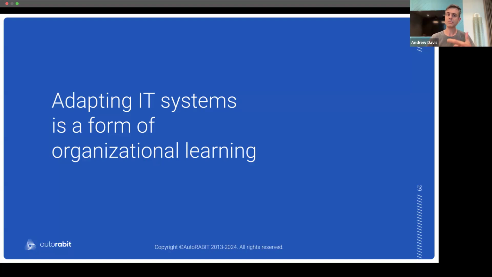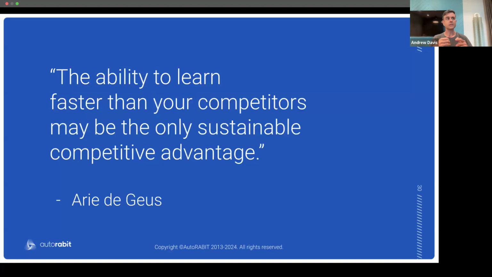So when you adapt IT systems, you're helping the business to learn, okay, well, this is the new calculation we need to do. So let's build that algorithm, right? And you're embedding that learning in the logic of the software. There's a quote from this French business strategist. I think maybe he was also a diplomat, Ari de Guise. The ability to learn faster than your competitors may be the only sustainable competitive advantage.